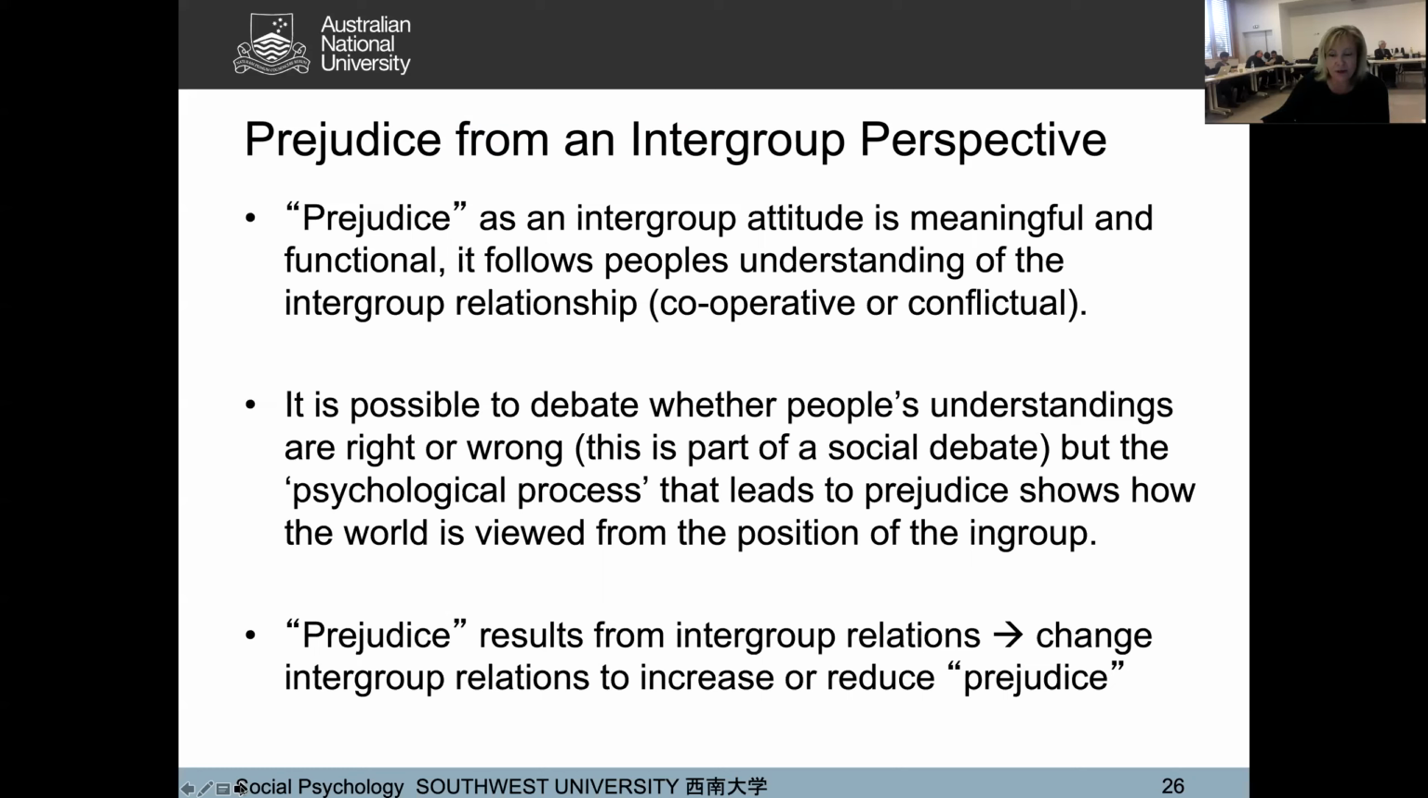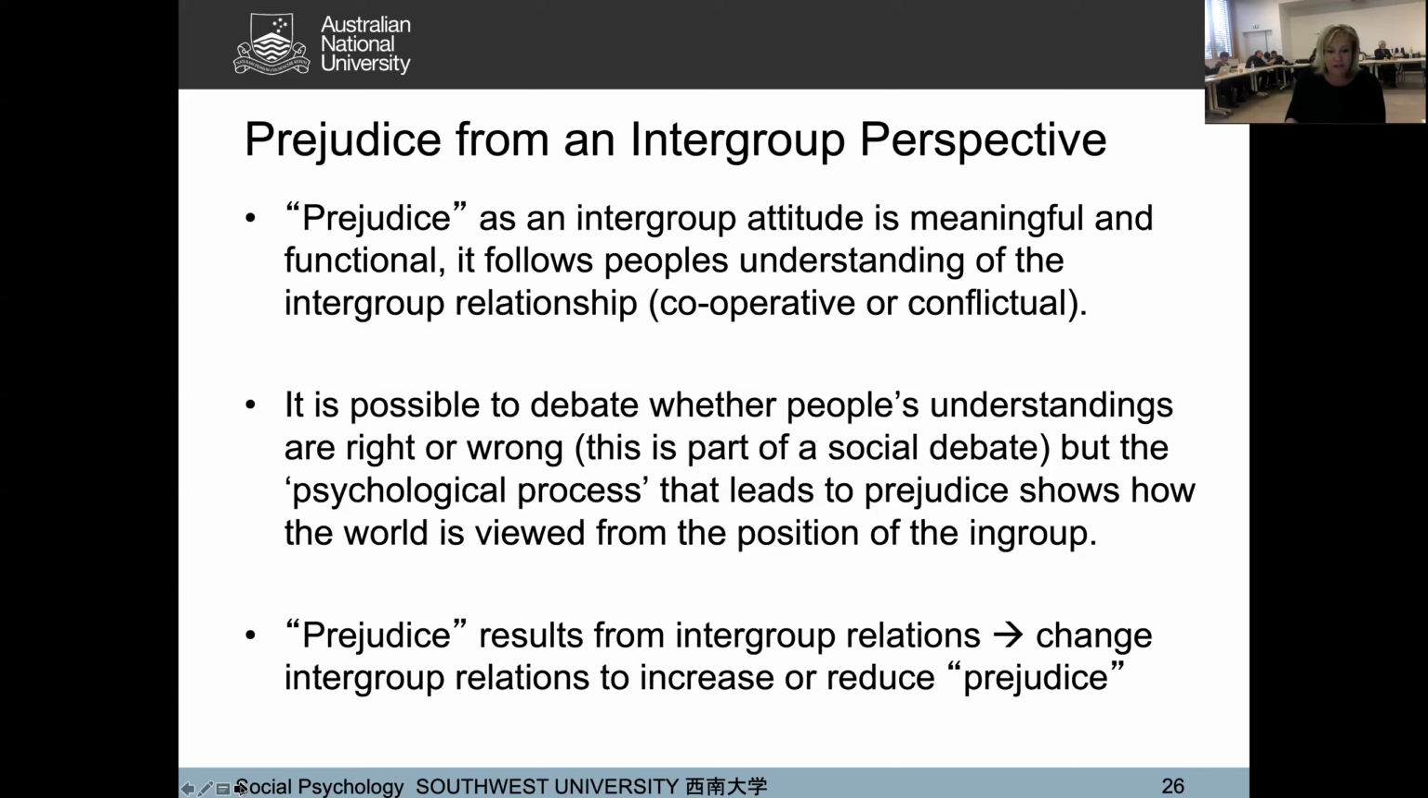And we also, again, speaking a little bit to this idea of prejudice reduction or how we might address prejudice, we can see that if it's possible to change the nature of intergroup relations, then it's possible to increase or decrease prejudice. So through this sociocultural perspective, we also see a way to address prejudice itself, and we're going to come back to that.